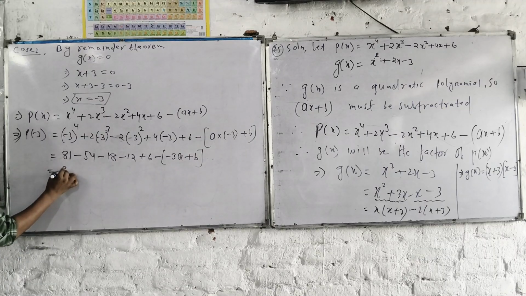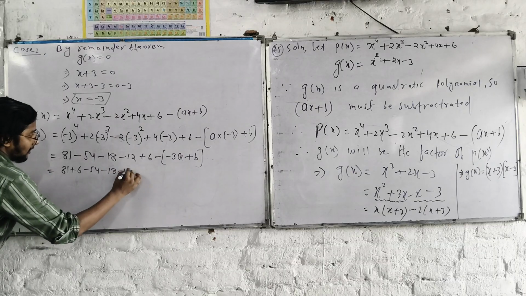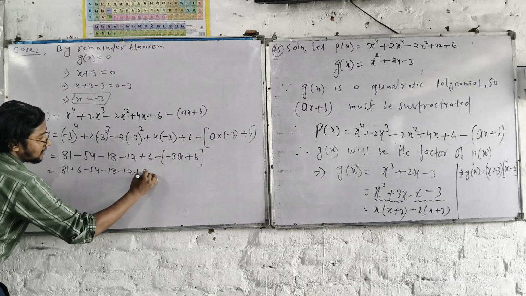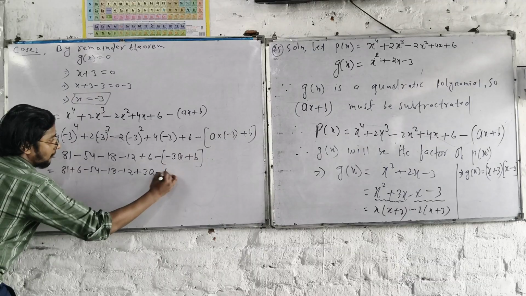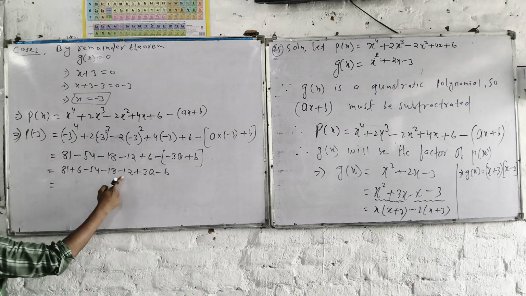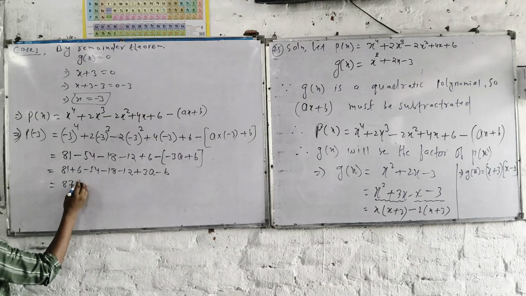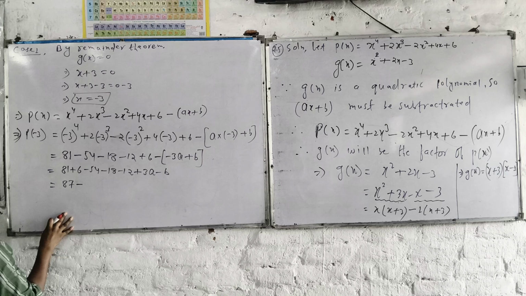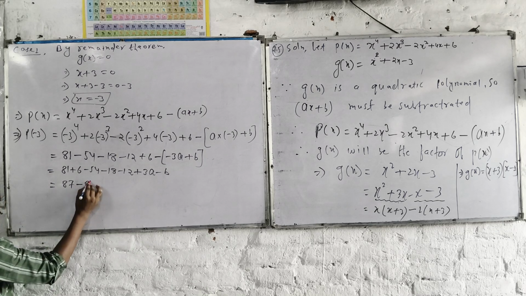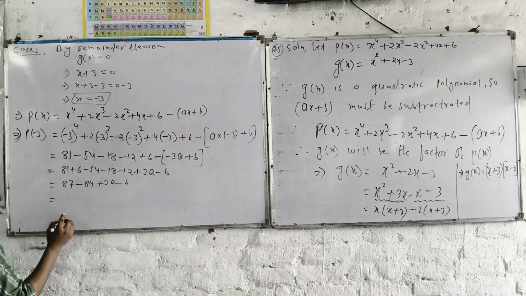81 plus 81 plus 6 minus 54 minus 18 minus 12 plus 3a minus b equal to. Tell me. Any more? Yeah, 87. Tell me, guys, adding all this one. Minus 84 addition plus 3a minus b.